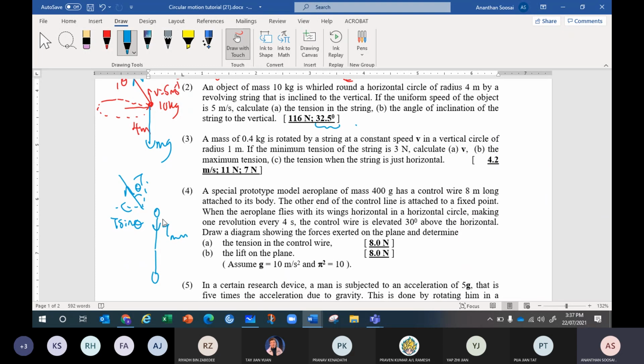According to them, the minimum tension is 3 Newton. That means indirectly you should know that when it is located at the top, the tension is 3 Newton. The minimum is the one that tells us the location. It should be on the top. So calculate what is the speed at that moment. What speed is it rotating at that moment? Okay, your answer should be 4.2 meter per second.